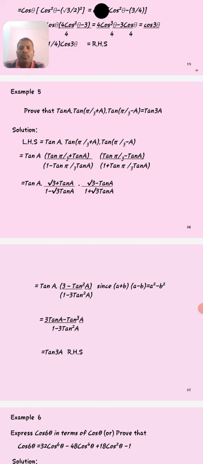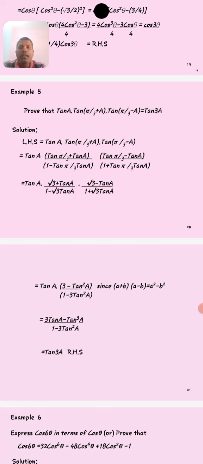Example 5. Prove that tan a into tan(pi/3 + a) into tan(pi/3 - a) is equal to tan 3a. Now we have to take the LHS part: tan a into tan(pi/3 + a) tan(pi/3 - a). That is equal to tan a into, we have to apply the tan(a + b) formula. That is (tan pi/3 + tan a) divided by (1 - tan pi/3 into tan a), into (tan pi/3 - tan a) divided by (1 + tan pi/3 into tan a).